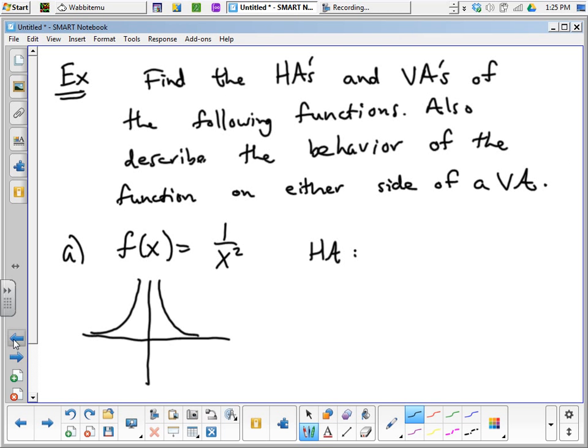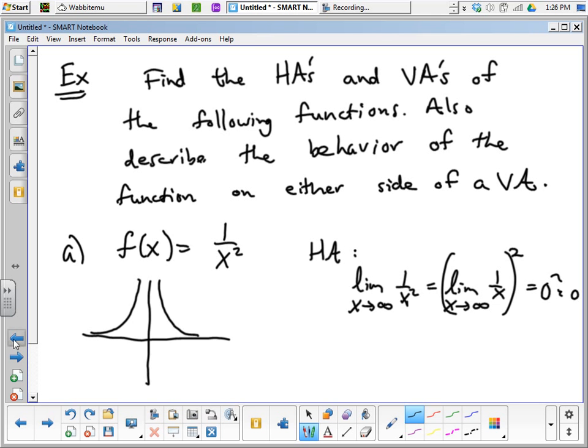Okay, here we go. Limit as x goes to infinity of 1 over x squared is the limit as x goes to infinity of 1 over x, quantity squared. And I had you memorize this yesterday. This inner limit here is 0. Okay, that's our first calculation. The second calculation is to do a limit as x goes to negative infinity.